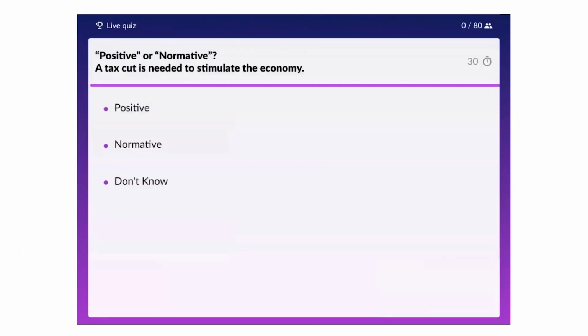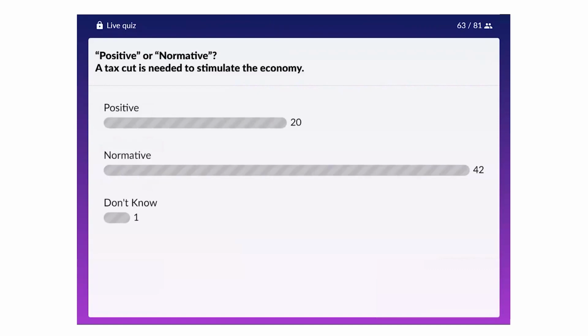Next one, positive or normative. A tax cut is needed to stimulate the economy. Positive, normative, or don't know? Okay, you have 10 more seconds. Please hurry up if you have not finished. Okay, time's up. Let's look at the answers. 20 of you say it's positive, 42 normative, 1 don't know. And the answer is this is a normative statement.